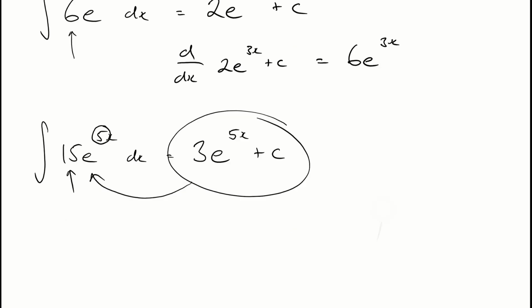So can we come up with a formula that encapsulates this pattern that we've seen? Well, we just say that the antiderivative of a number, so b times e to the power of ax with respect to the variable x, is equal to b divided by a times e to the power of ax plus c. Might look a little bit scary, but it's not too bad.